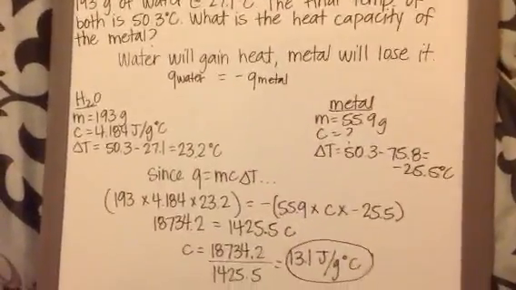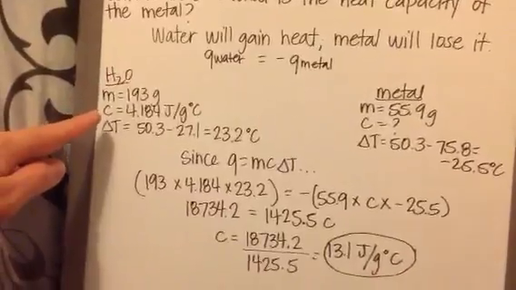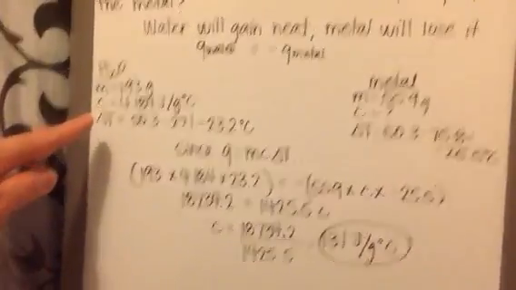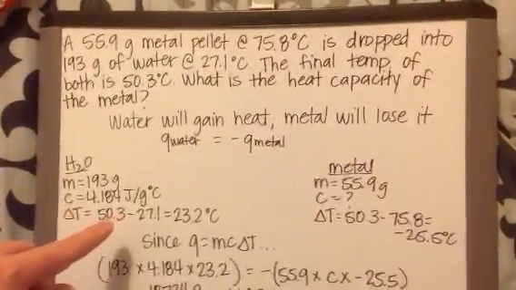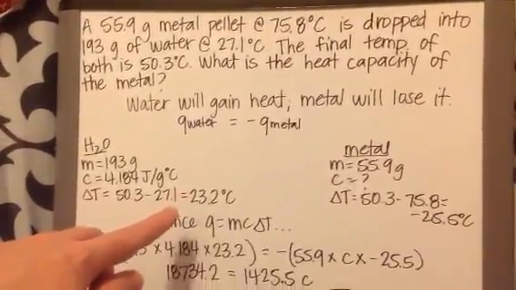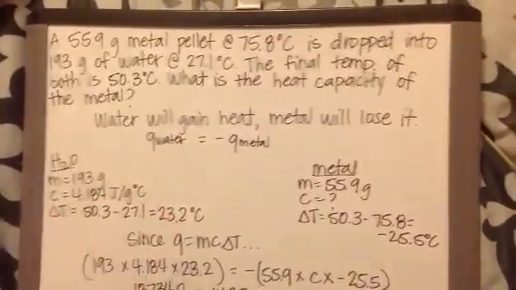So the first thing you need to do is list out all your information, just like straight from the problem. Okay, mass, C, delta T. Delta T is always final minus initial. Okay, the final temperature was 50, the initial was 27.1, so it's a positive number for the water. That makes sense. The water's going to gain heat.